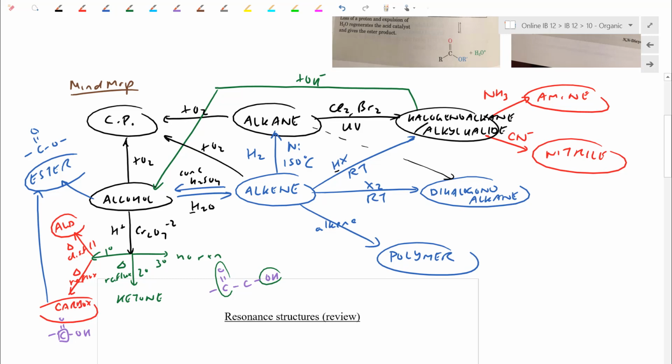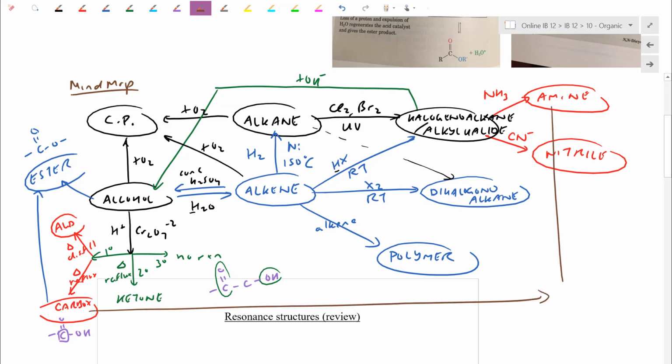We also found carboxylic acid with amines. So let's figure out where our amines were. Amines are way over here, so let's just use another color here. If I condense a carboxylic acid with the amine, the condensation reaction releases water. That's when we ended up getting our amide.